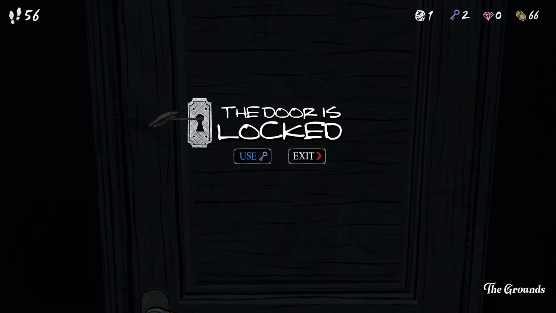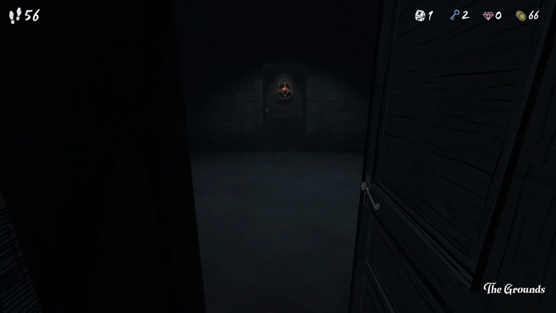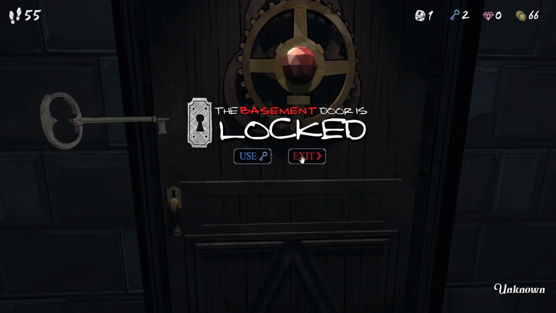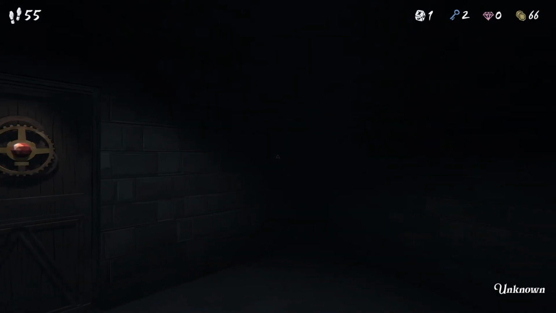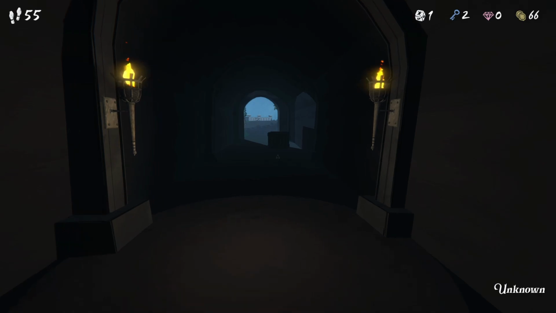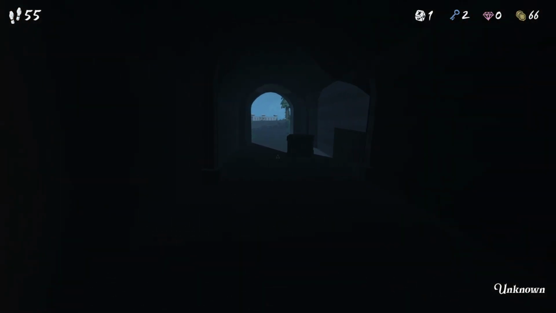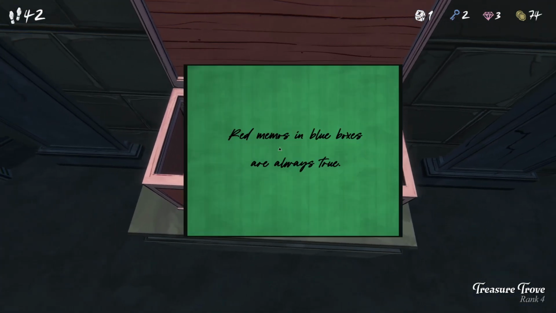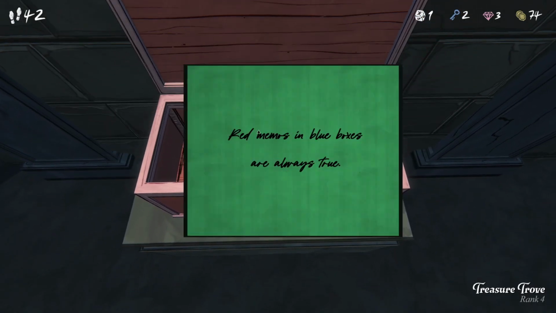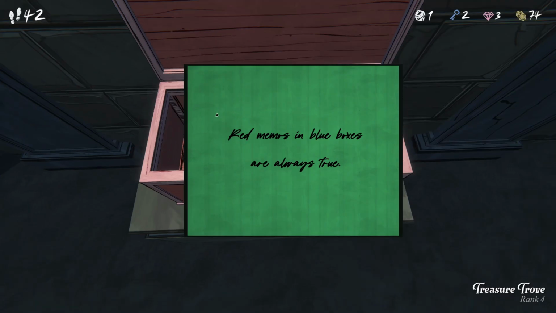It needs a key. What? Another basement door? Okay, that's fascinating. So I need to get to the antechamber. I can do that. Okay, let's have a look. Okay, so red memos in blue boxes are always true. Based on my other memos, this one should be full.